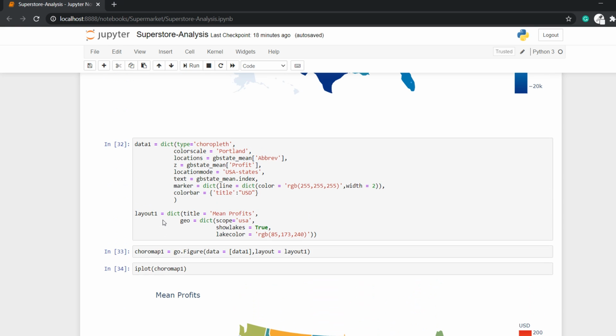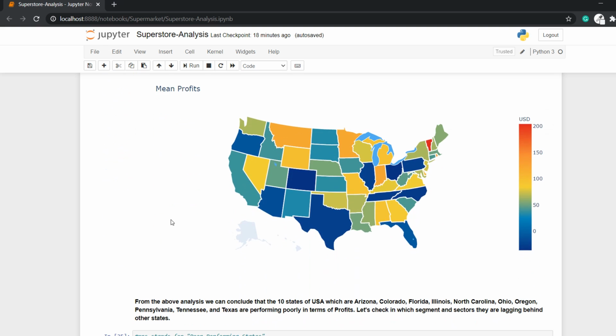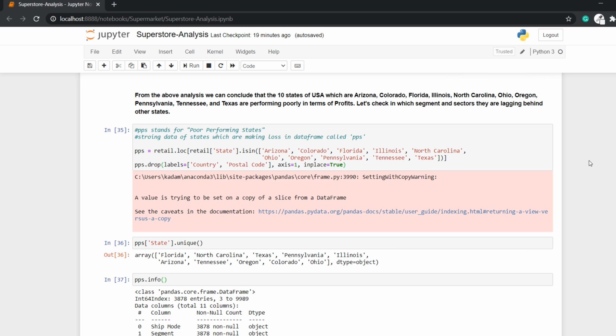In the same way, we are going to plot the mean profits, that is the profit made per transaction, on the graph. Here you can see that states like California and New York are in the average range, while a state like Vermont is exceeding all the states. So from the analysis till now, we have concluded that there are 10 states in the US that are performing very low in terms of profit.